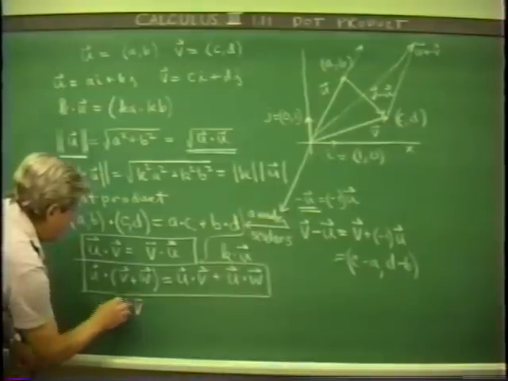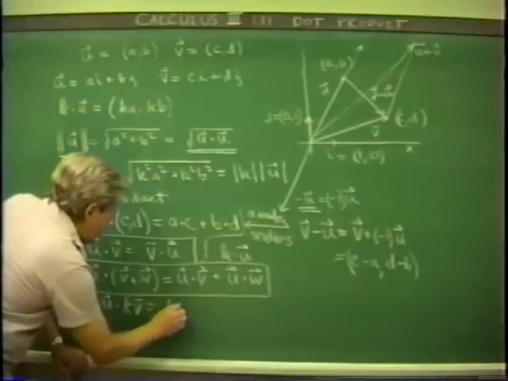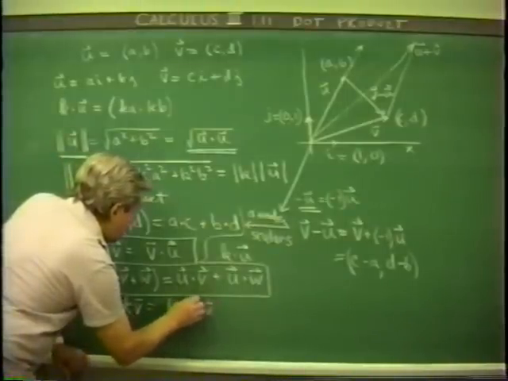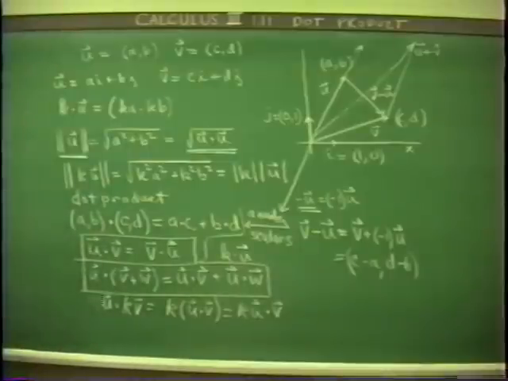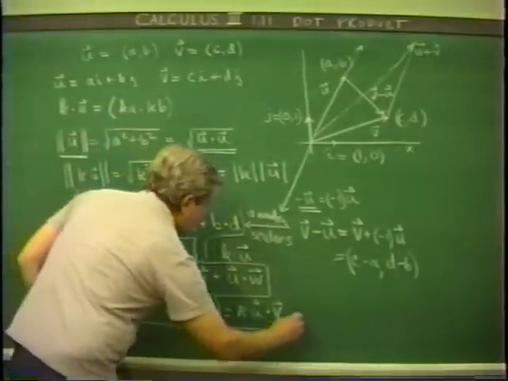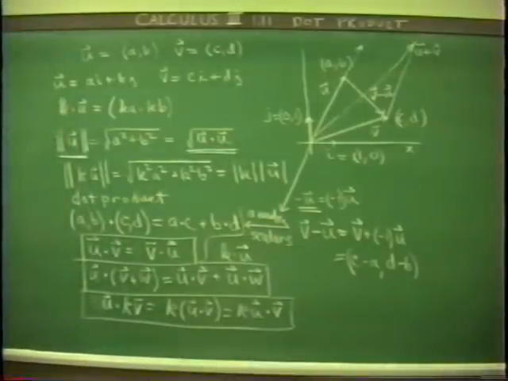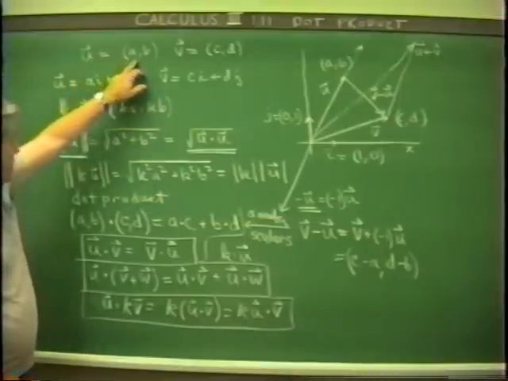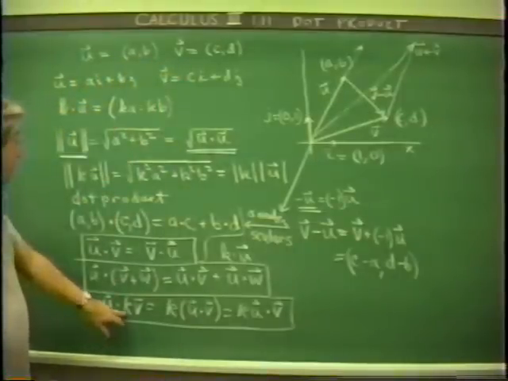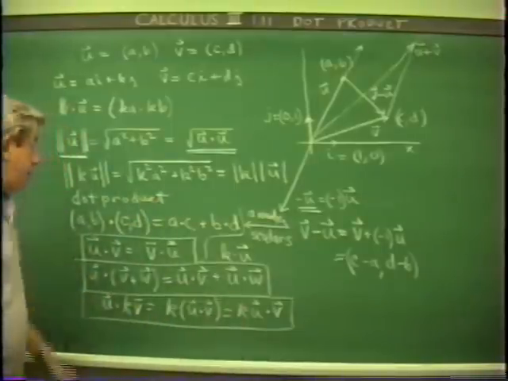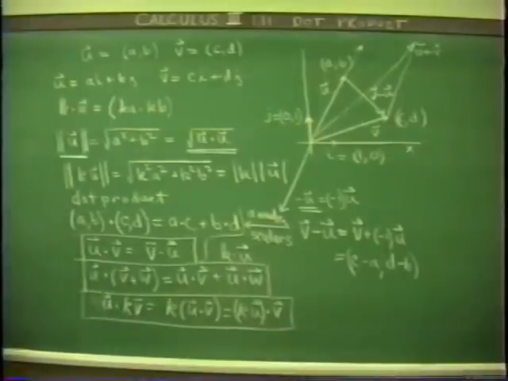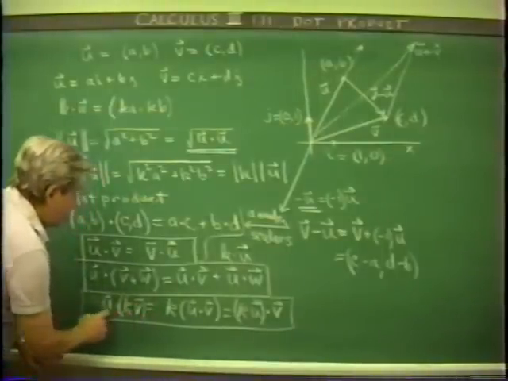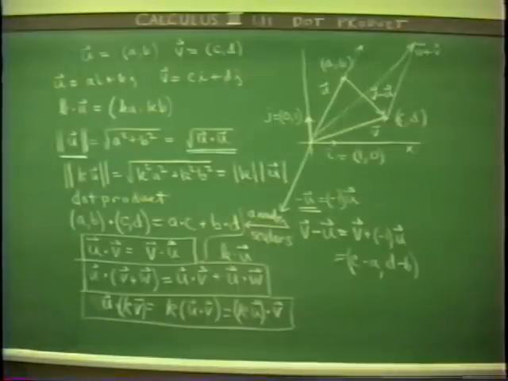And u dotted with kv is the same as k times u dotted with v. And it's the same as ku dotted with v. Again, easily checked, by means of putting a particular vector u equal to (a, b) and v equal to (c, d) here, and looking at what happens when you compute this or this or this. Here, this is meant to take the vector ku and dot it with v. Here, kv and dot it with u.